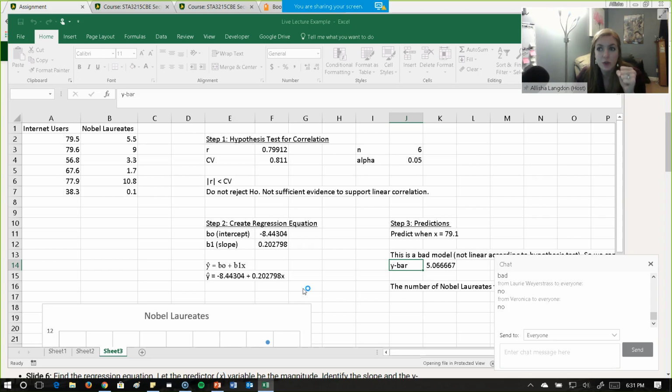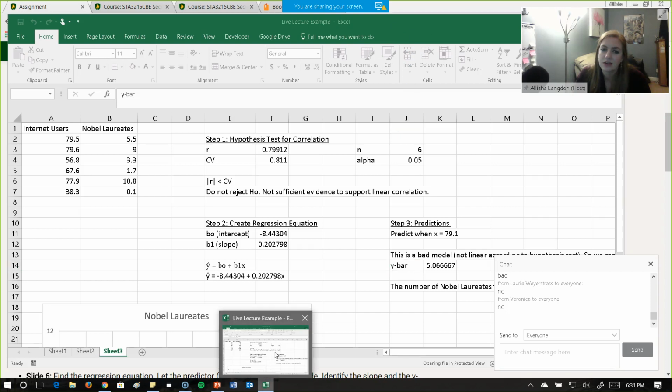Come on, Excel, you can do it. I updated to 2016 and I think my Excel doesn't like me, which is not a good thing.